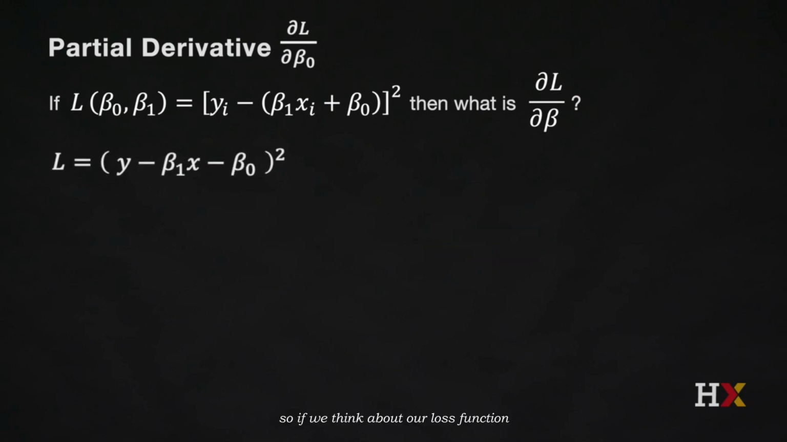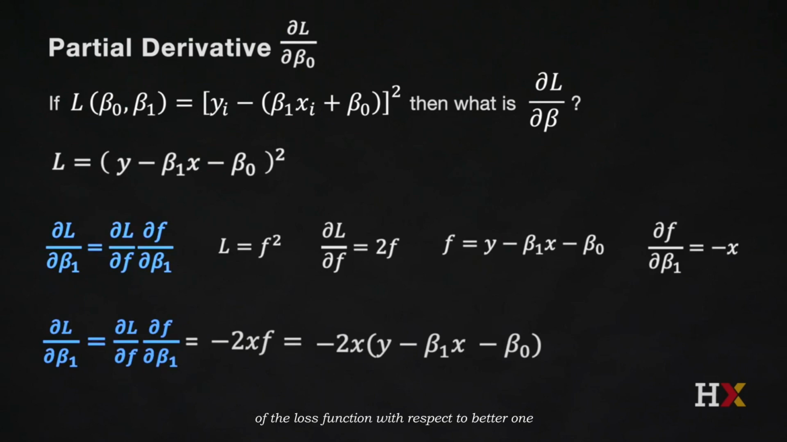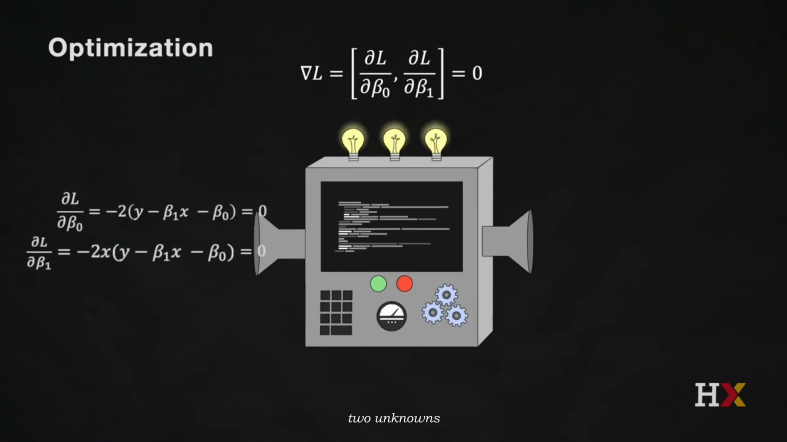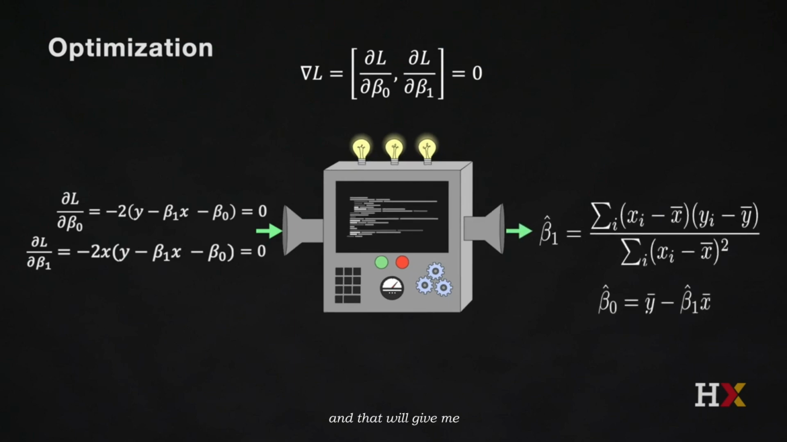So if we think about our loss function, we can use that chain rule to derive the partial derivatives of the loss function with respect to beta 0 and the partial derivative of the loss function with respect to beta 1. Now after some algebra, I end up with two equations, each one the partial derivative with respect to beta 0 and the other one with respect to beta 1. I have two equations, two unknowns. I put it through my algebraic machine, and that will give me the values of beta 0 hat and beta 1 hat that minimize the loss function.